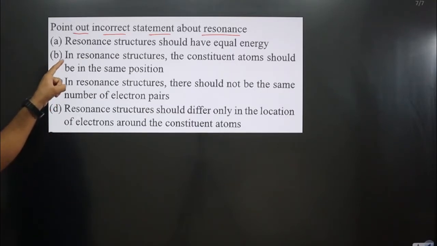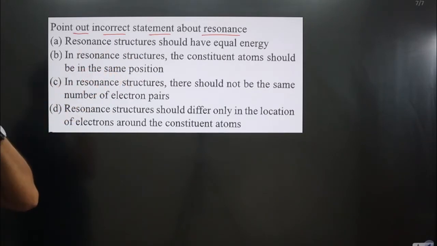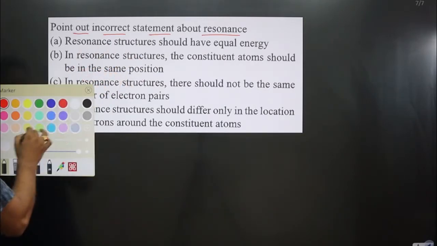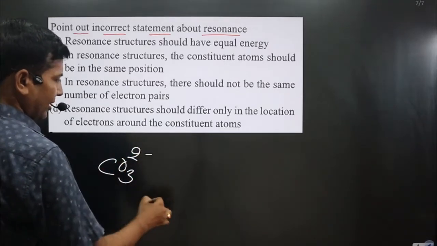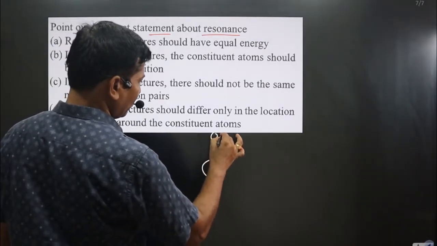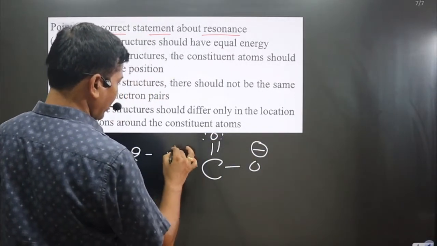Second statement we have, in resonance structures the constituent atoms should be in the same position. That is correct. Now let's see, if I take one example here, we have the carbonate ion, CO3 2 minus. In this case, if I draw the structure, C double bond O, we have a lone pair, and this is O minus, and in this case O minus is there.